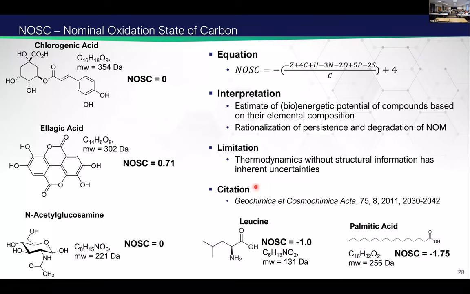Of course, a big uncertainty is that you're trying to do thermodynamics without structure. So there's a caveat associated there. And the NOSC values for five molecules are shown here, where you might see the chlorogenic acid and N-acetylglucosamine both have a NOSC of zero. This ellagic acid, which is more aromatic, more condensed, has a slightly positive nominal oxidation state of carbon. And these more metabolite-like molecules, leucine, which is obviously an amino acid, and palmitic acid, a lipid, have more negative NOSC values.